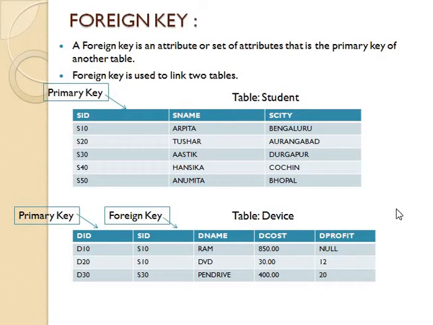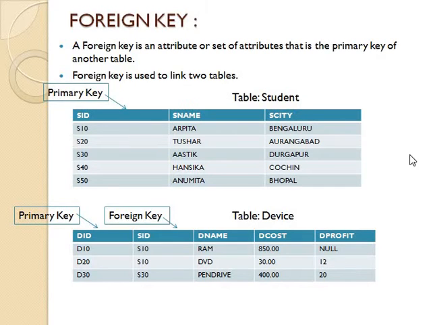The joining of tables in MySQL can be done with the help of a foreign key. A foreign key is an attribute or a set of attributes that is the primary key of another table. Now we may also use the term column to represent attributes. Basically, a foreign key is used to link two different tables.